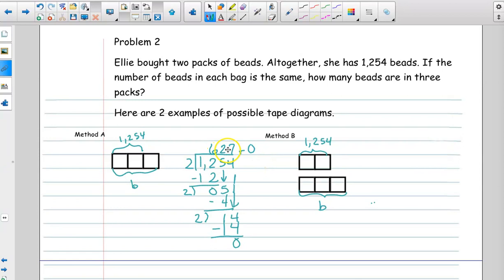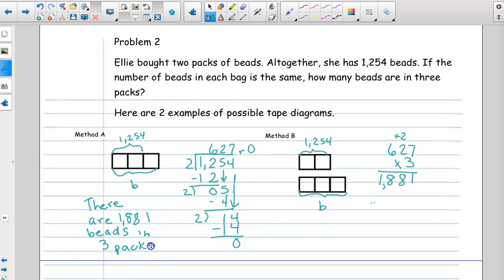To find out how many are in 3 bags, I have to take that quotient and times it by 3. 7 times 3 is 21, so I have to carry a 2. 3 times 2 is 6. Plus 2 would be 8. 3 times 6 is 18. I don't need to carry since there's no more numbers. So there are 1,881 beads in 3 packs.